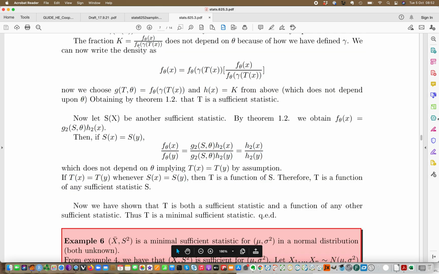So that's enough on sufficient statistics for now. We'll then move on and discuss ancillary statistics and take a look at completeness and look at some properties of complete sufficient statistics.